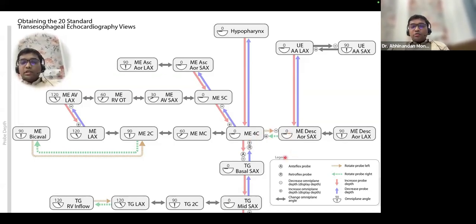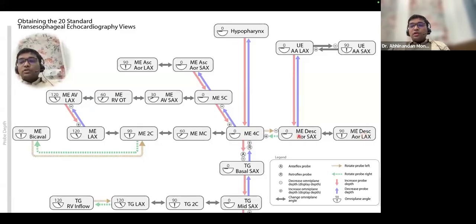towards the patient's back, you will get the mid-esophageal descending aortic short axis view. You will be able to see the short axis of your descending aorta. Then if you make it 90 degrees, you will get the mid-esophageal descending aorta long axis view.